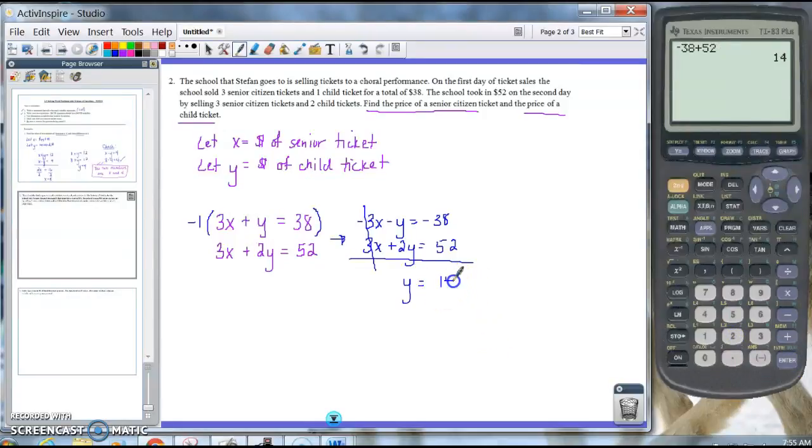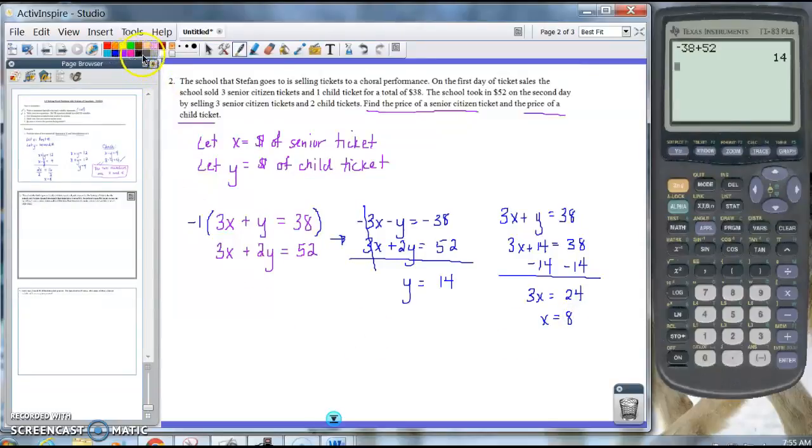So y is 14. Okay, now I have to find x, so I'm going to go back to my first equation. 3x plus y is 38. So 3x plus 14 is 38. Subtract 14 from both sides, right? This is just basic equation solving. So 3x is going to be 24, which means that x is going to be 8.